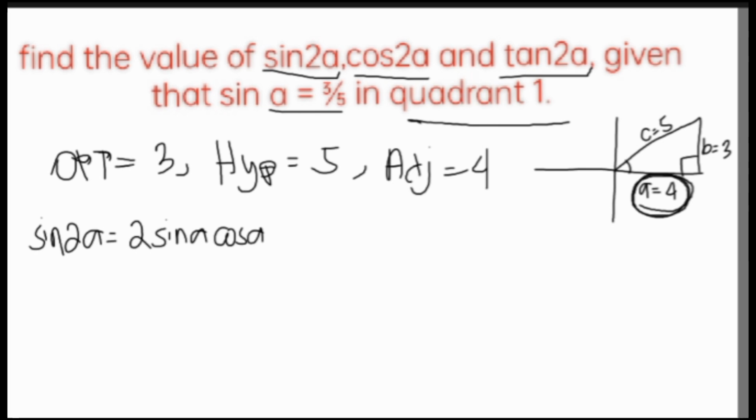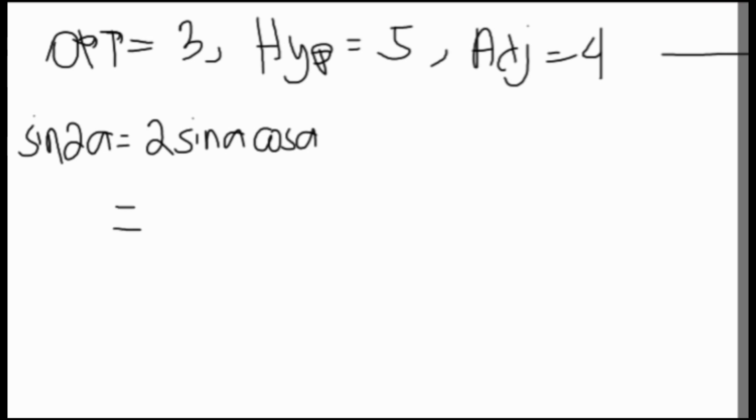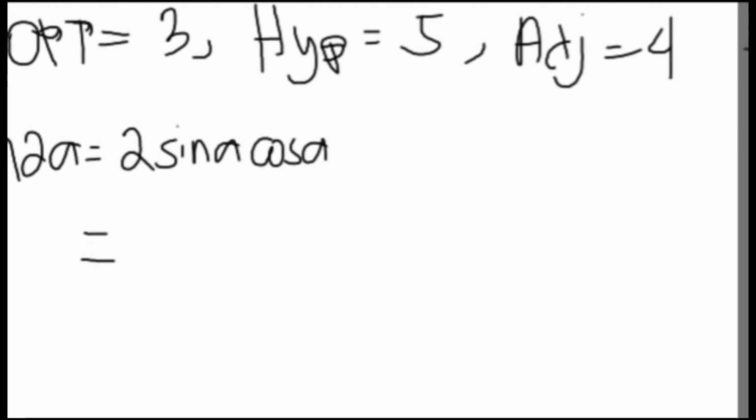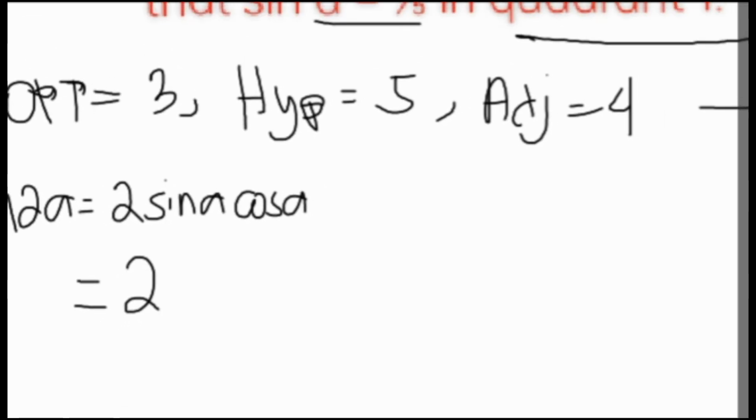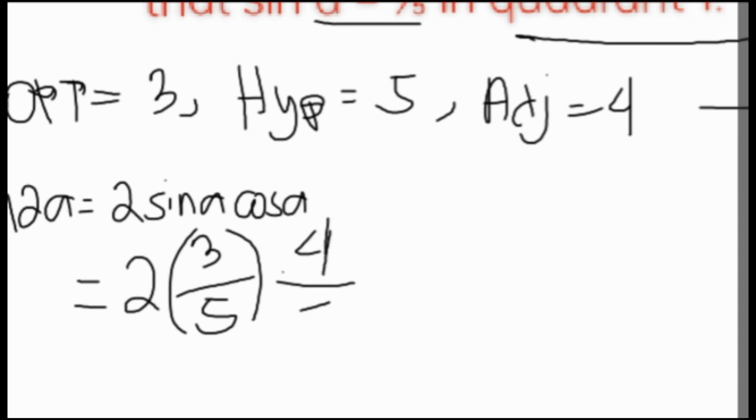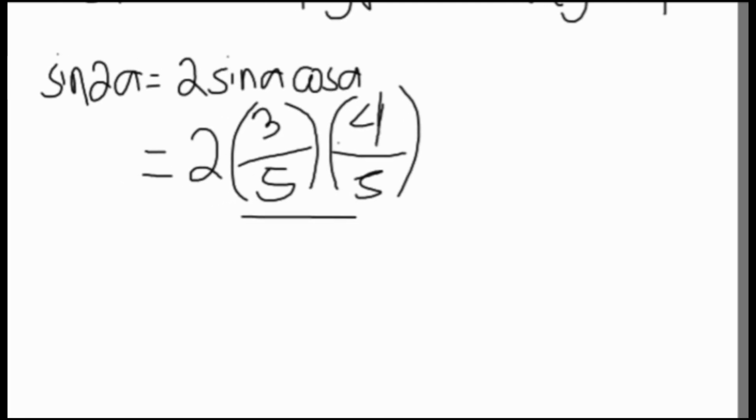Now because we have the value of the adjacent side, we can solve for the sine of 2a, cosine of 2a, and the tangent of 2a. First, we start with the sine of 2a. Sine of 2a is equal to 2 sine of a times cosine of a. We all know that sine of a is the opposite over the hypotenuse, so 3 over 5, and cosine of a is the adjacent over the hypotenuse, so 4 over 5.